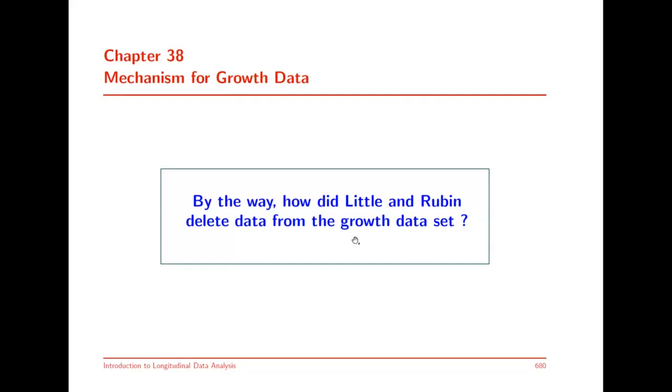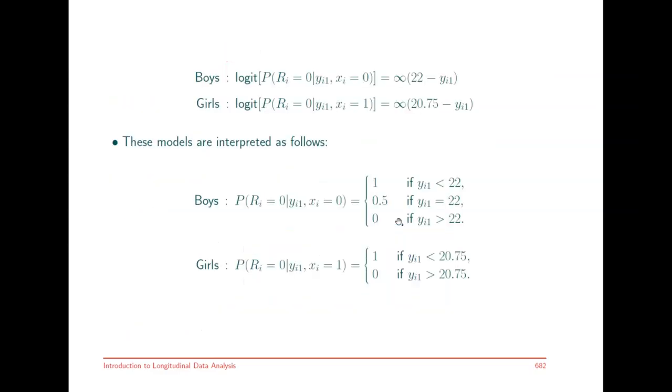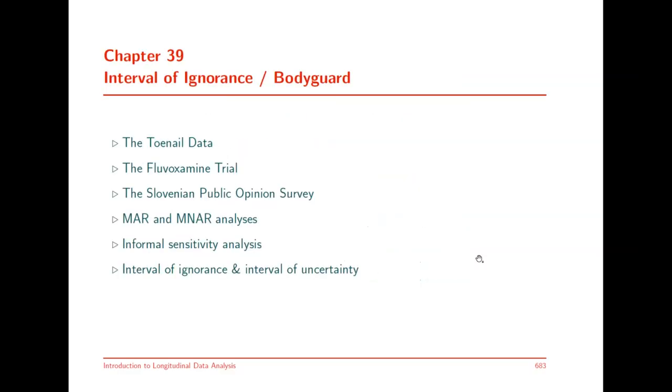They removed, as you know, at the age of 10 years, 9 measurements. How did they do that? We analyzed the data, and actually I asked Don Rubin, and we came to the same conclusion. What they did is they removed boys under 22 at the first time, and under 20.75 the first time for girls. In other words, the 9 measurements with the smallest value at the first time were removed the second time.